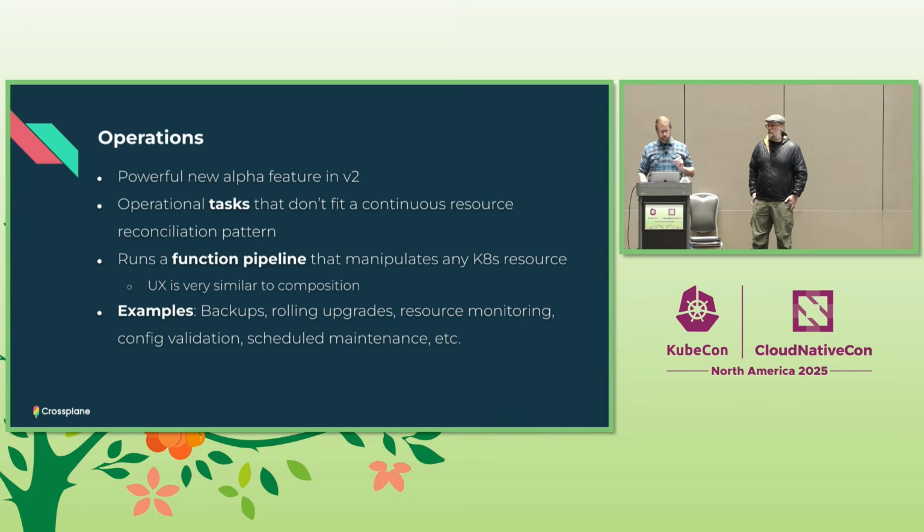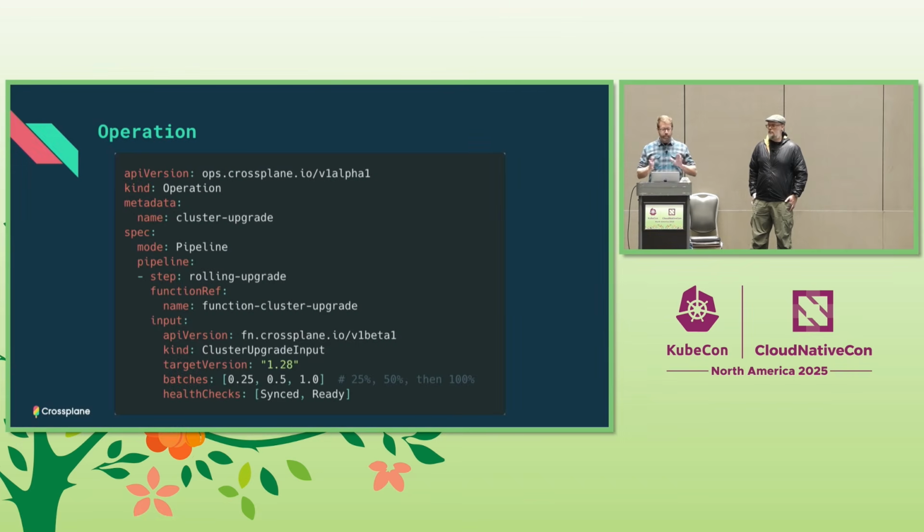All right, so there's three flavors of operations. Let's see what they look like. The first one is just a plain old vanilla operation. This runs once to completion, and then it's done. It doesn't do anything too special beyond that, but it's a way to execute a function pipeline of your choosing. This one is invoking a function that does a rolling upgrade sort of thing. You can tell it what target version to get the control plane updated to, do the batches of increments that you want to update in a rolling fashion, et cetera. But it just runs once to completion, and then it's done.